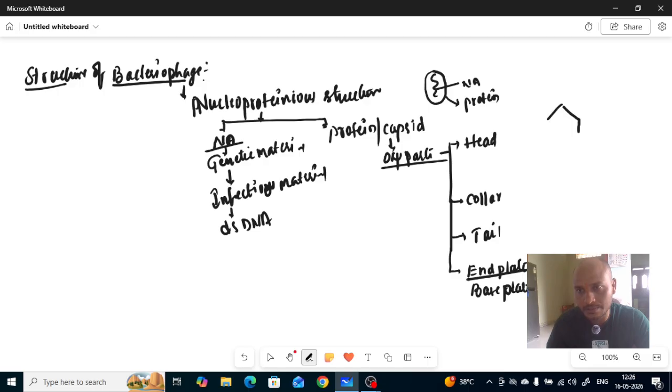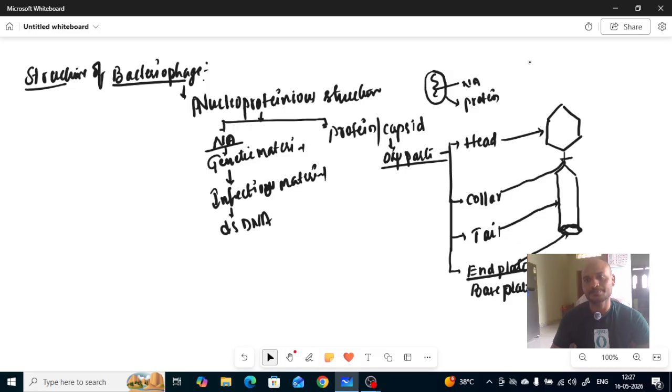So this is the head part, this is the collar part, and this is the tail part. See here, this is the head part, this is the collar part, this one the tail part, and this one the end plate. Now we will discuss each part in detail.